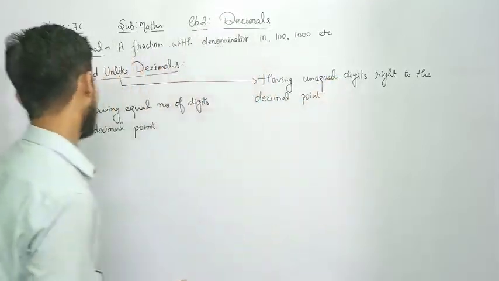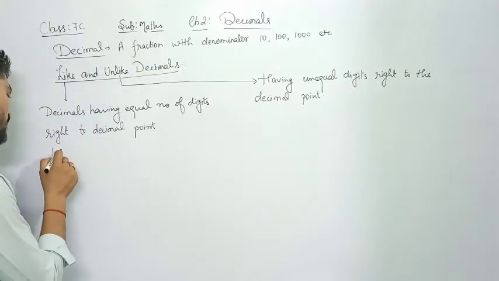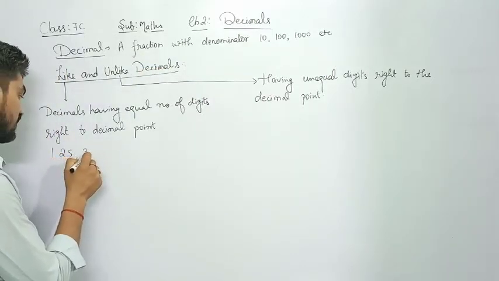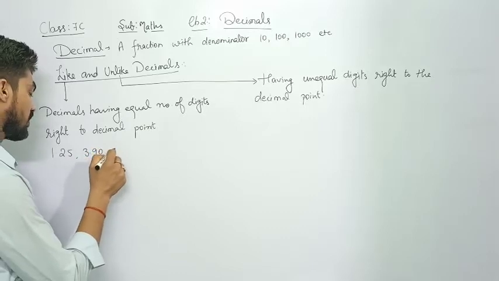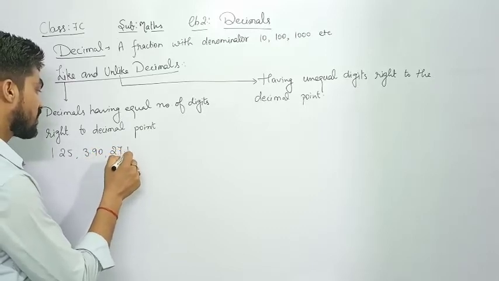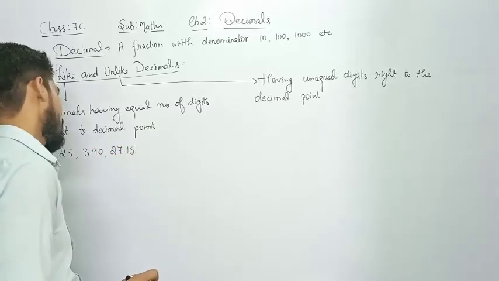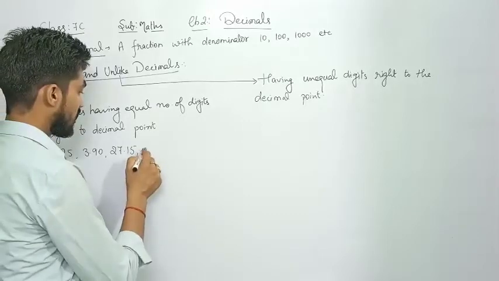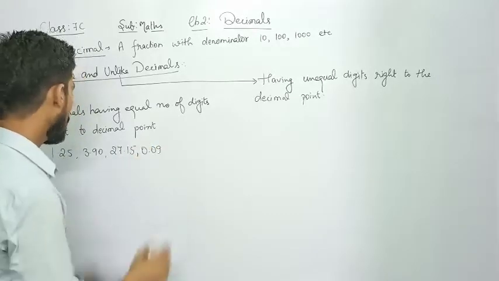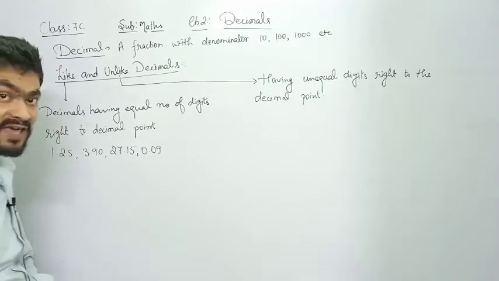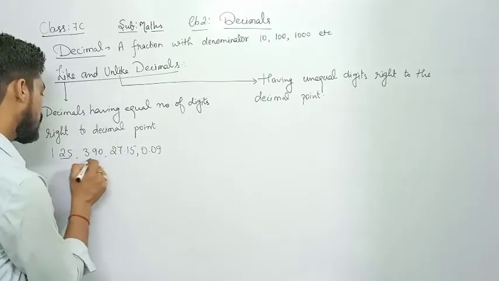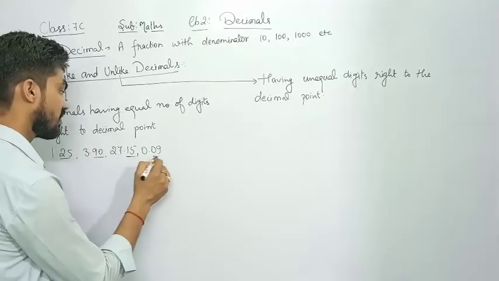For example, 1.25, 3.90, 27.15, like that, 0.09. All these are examples of like decimals. Why? Because all have two digits after the decimal.